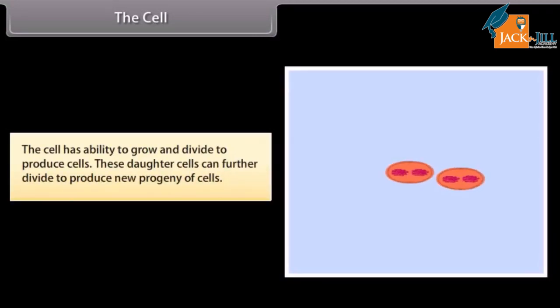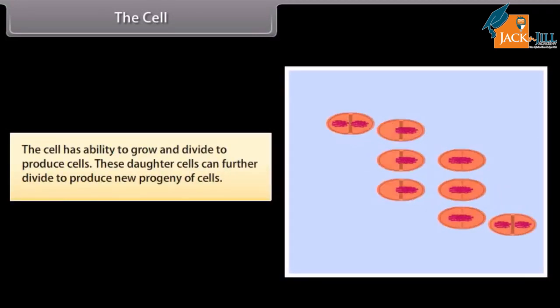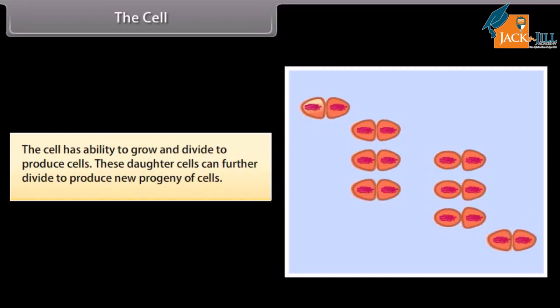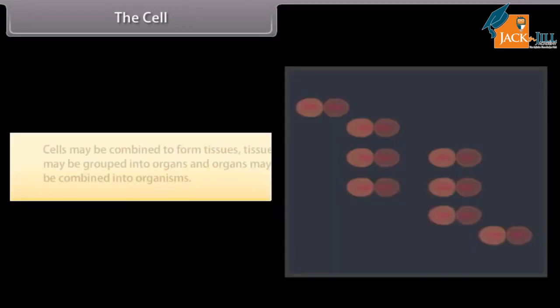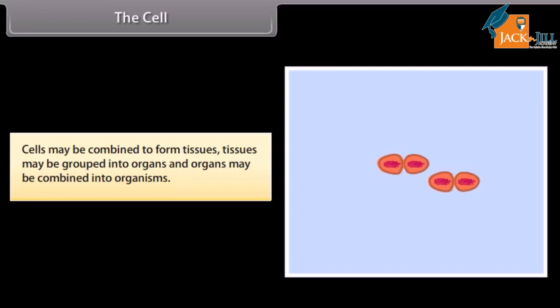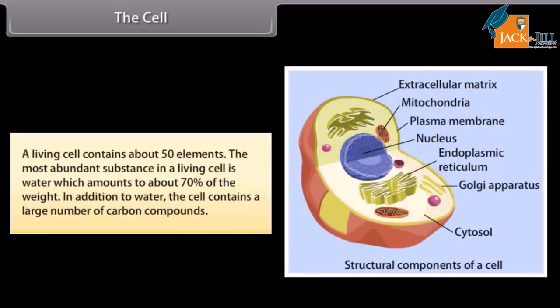The cell has the ability to grow and divide to produce cells. These daughter cells can further divide to produce new progeny of cells. Cells may be combined to form tissues. Tissues may be grouped into organs, and organs may be combined into organisms. A living cell contains about 50 elements. The most abundant substance in a living cell is water, which amounts to about 70% of the weight. In addition to water, the cell contains a large number of carbon compounds.